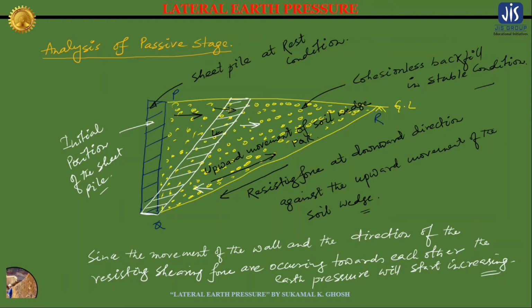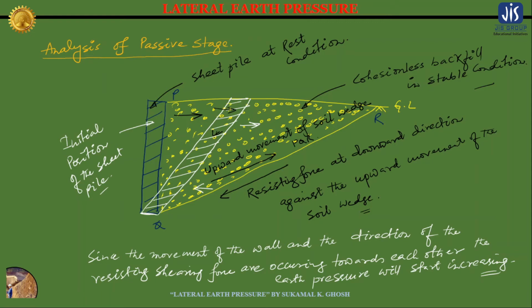Okay, see, this is just opposite to the case of active stage, right? In active stage, the movement of the sheet pile and the direction of resisting force are different, and that is why the earth pressure on the sheet pile due to the soil wedge was decreasing for that active stage. Okay, but in this case, in the analysis of passive stage, since the movement of the sheet pile and the direction of the resisting force are occurring towards each other, the earth pressure will start increasing.